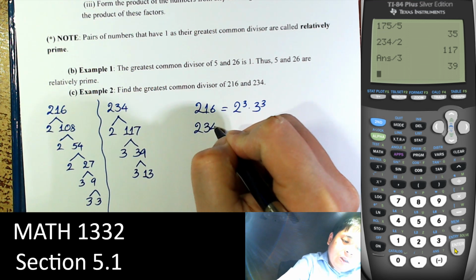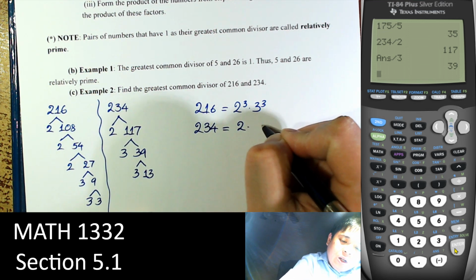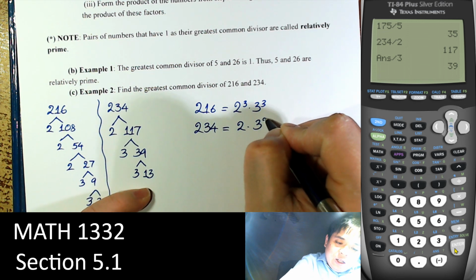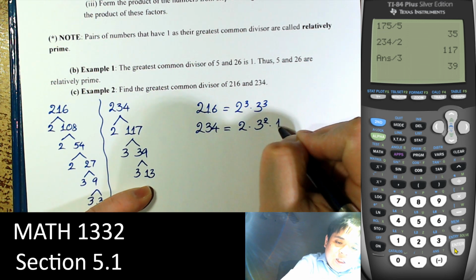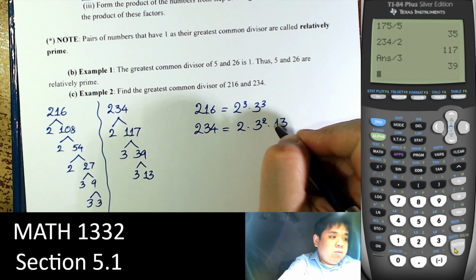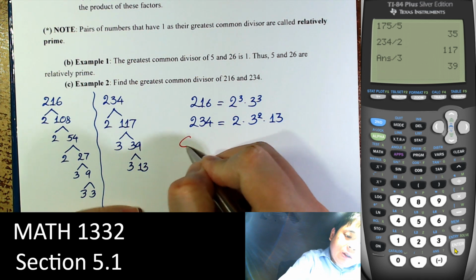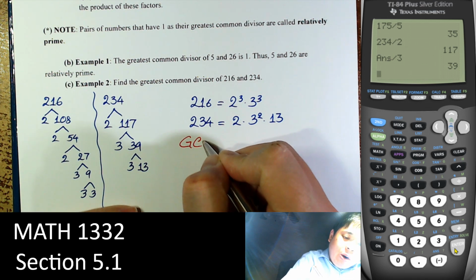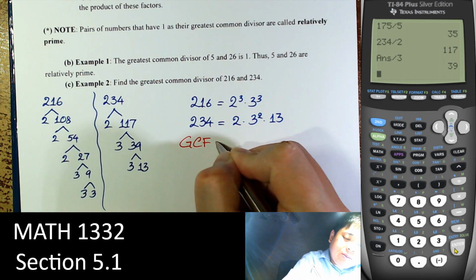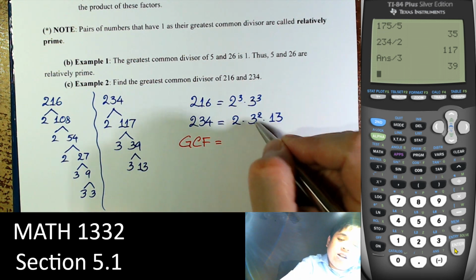234 is 2 times 3 squared times 13. Then the greatest common divisor, or greatest common factor, we'll find the common factor of each one of them.